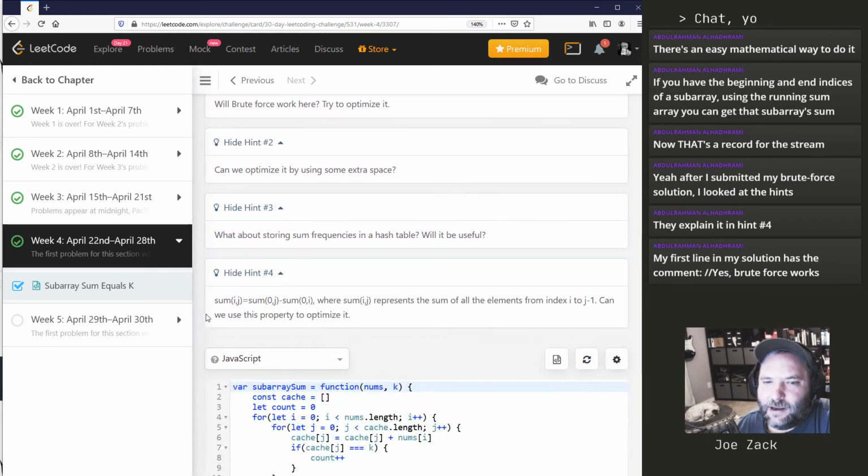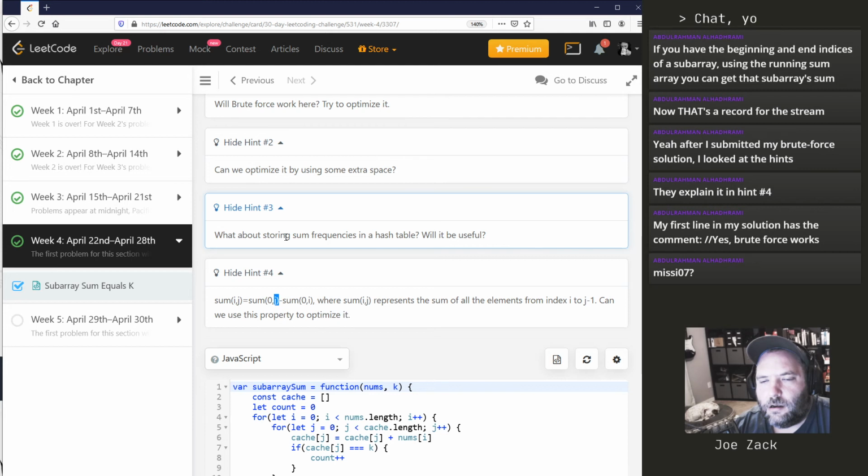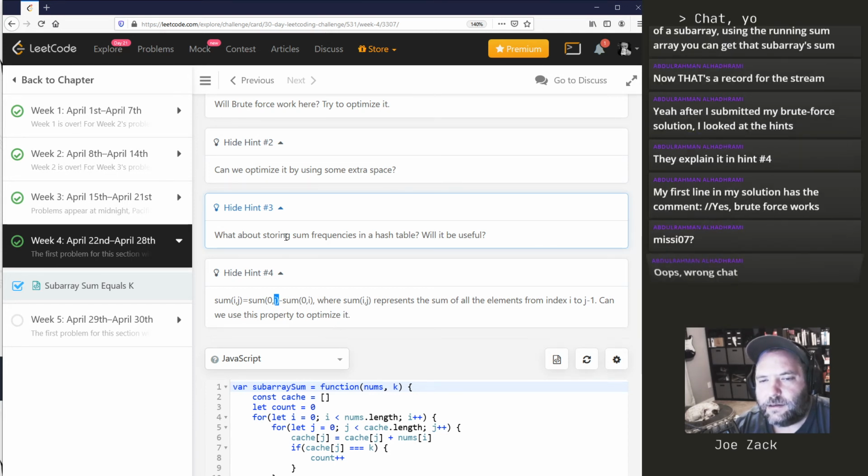Hint 4. Sum at i and j, two numbers, is equal to sum of 0 to j, so from the beginning to j, minus sum of 0 to i, which is the beginning to i, where sum of i to j represents the sum of all elements from i to j. Can we use this property to optimize?